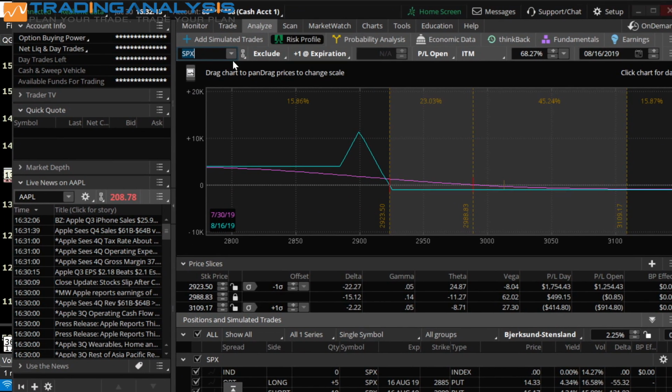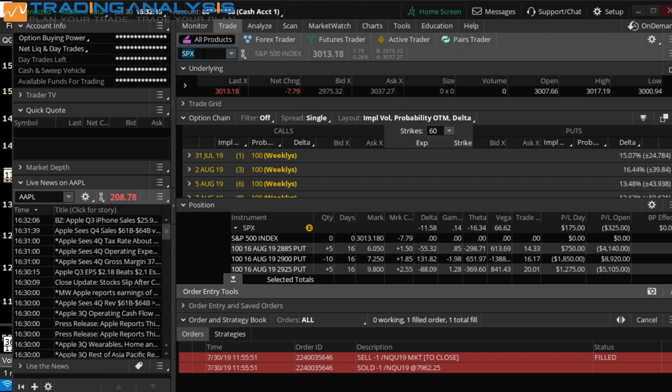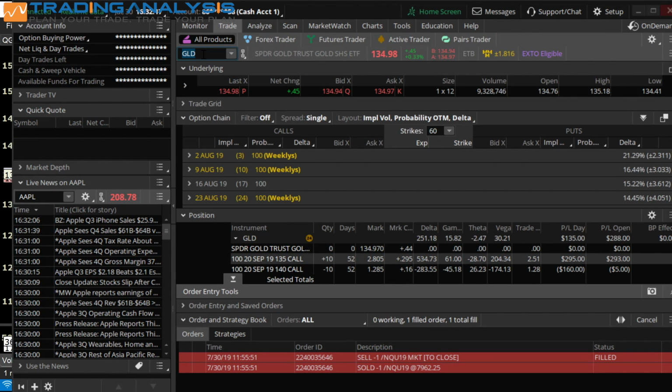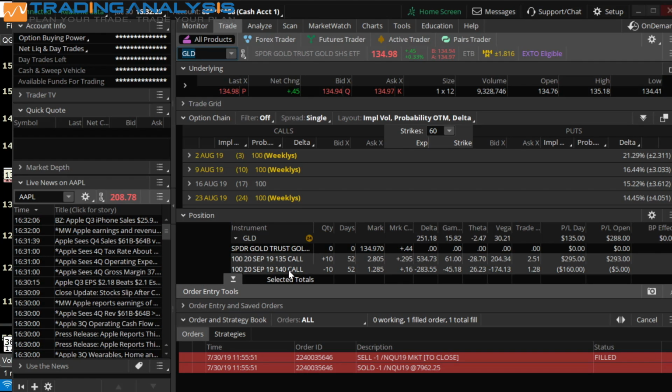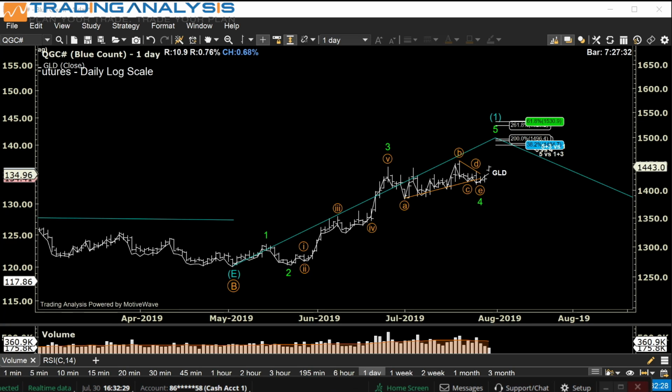If I bring my platform over here and we go over to the GLD position, we have a trade right now which is buying the 135 strike call in September, selling the 140 call. So we have 52 days to go, up a little bit of money today, no big deal, but we're trying to move on up into that lower fib resistance zone into 140 in GLD.